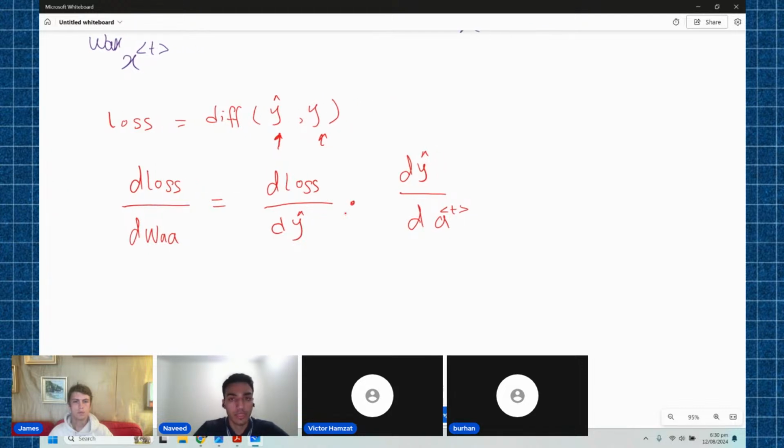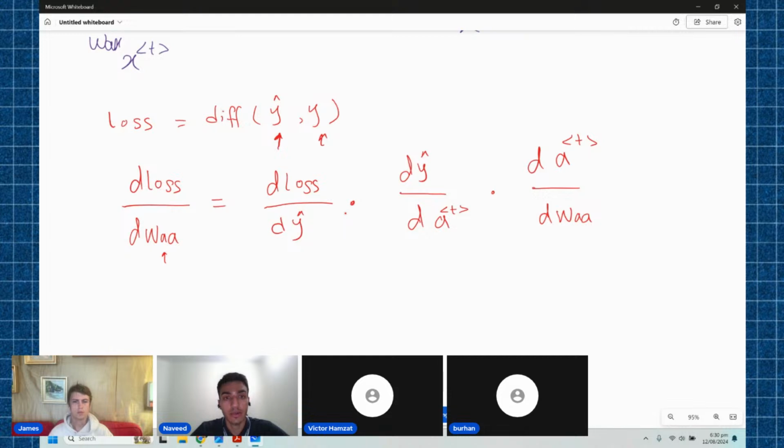And then we take the derivative of the hidden state with respect to WAA. And that's how we can compute the derivative of the loss function with respect to the hidden parameters, the parameters associated with the hidden state. And once we compute the derivatives, we can then simply plug it inside the gradient descent equations in order to update those set of weights.